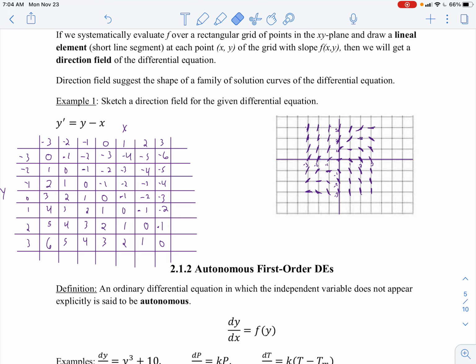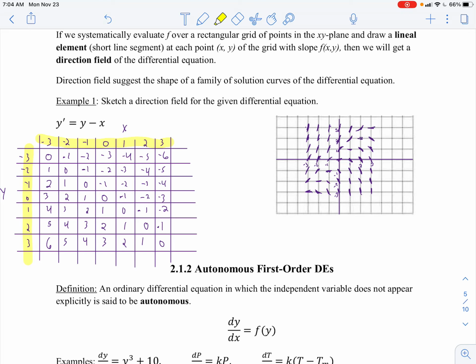So here we have example 1. Sketch a direction field for the given differential equation. The differential equation is y prime equals y minus x. I did not want to do this in front of you because it's going to take a long time to do all of these. But what I did was make this little plot on the left, and these values over here are my x values, these are my y values. I made a chart because I knew that y prime equals y minus x is going to hold to a certain pattern, and it made this easy.